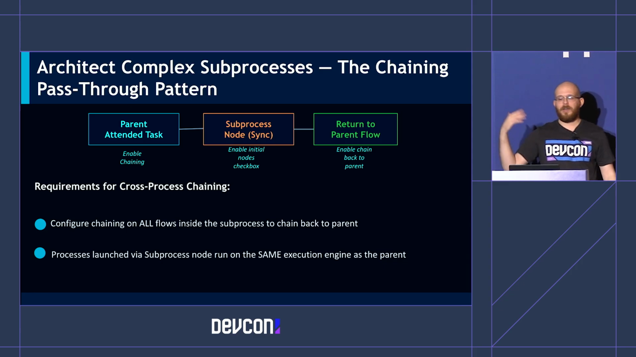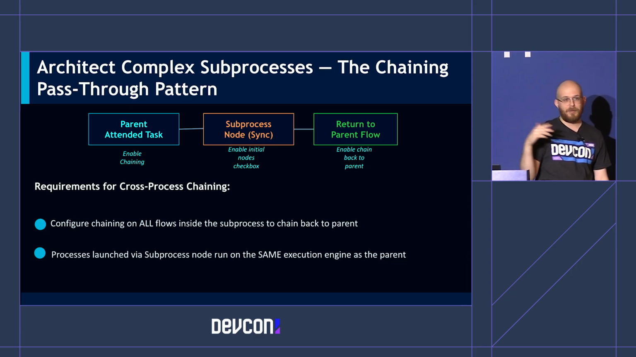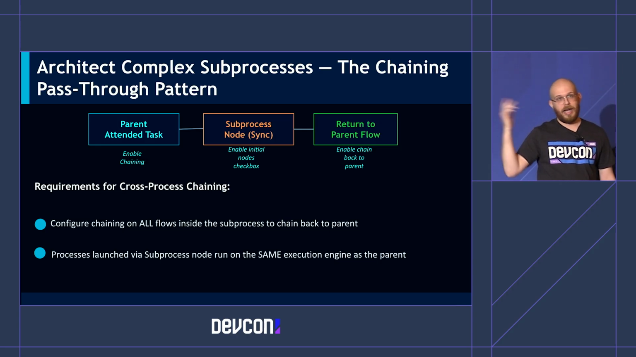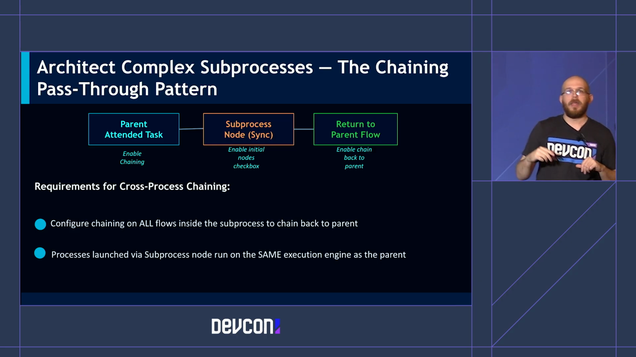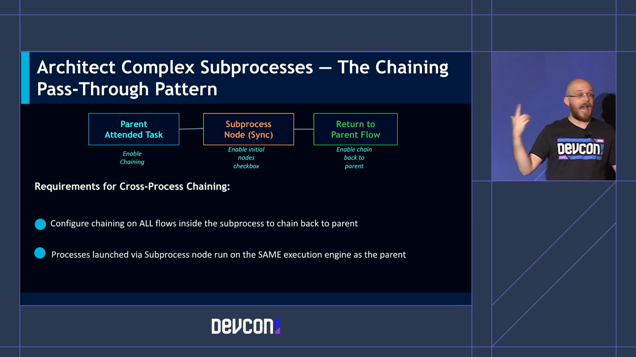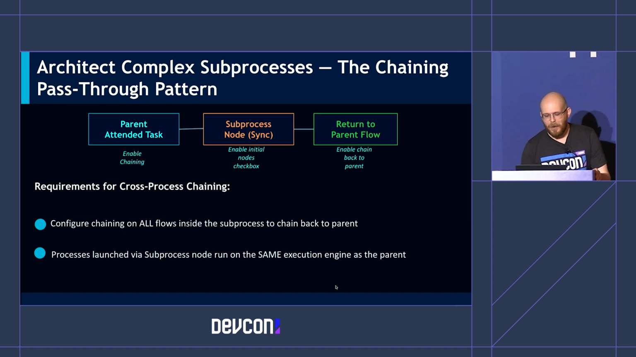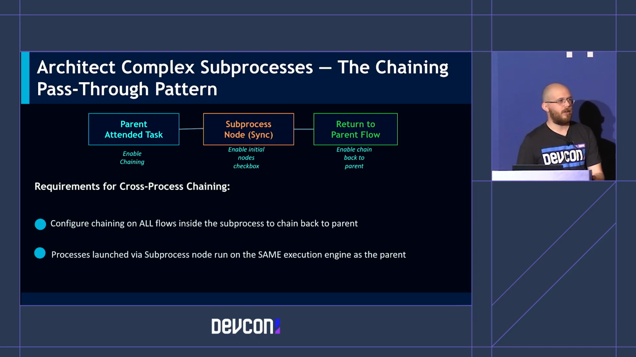So we have to make sure that we're really, really cognizant of that. We have to make sure that we configure chaining on all flows inside the subprocess to chain back to the parent. This even includes between the start node and the end node, right? Or the start node to the first script task or what have you. Those count. The start and the end nodes count for activity chaining, right? That's not free real estate. All processes launched via subprocess run the same execution engine as the parent. So really helpful to remember that.